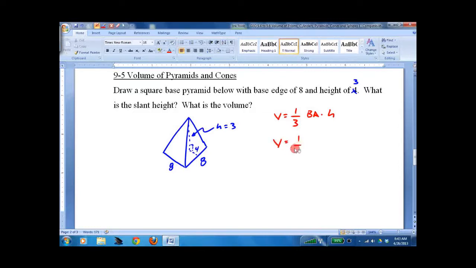So 1/3 base area is 8 times 8, and the height is 3. These cancel to make this very easy math. 64, and again, units cubed, inches cubed, feet cubed, whatever you got. Now I asked for the slant height, so we might as well put it in. But I wanted to be clear, we don't need it. It's a 3, 4, 5 triangle, so simple enough. We only need the slant height if we're doing surface area. If we're doing volume, don't need it at all.